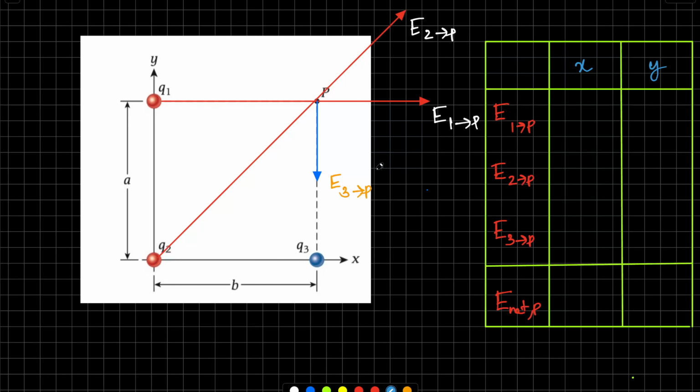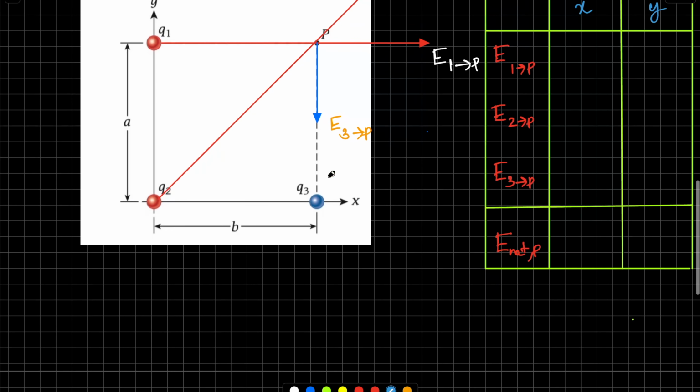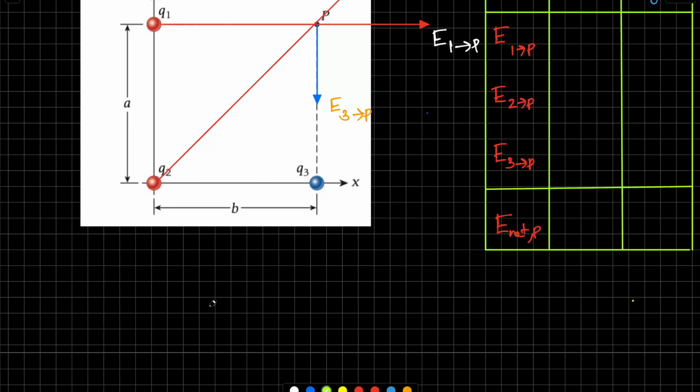So E1 at P. I'll draw this vector separately. E1 at P is pointing towards the right on the positive x-axis, right? This is E1 at P. Because this electric field vector is on the positive x-axis, it has no y component. So E1 at P is the same as the E1 at P x component. Because there is no y component, the whole vector is just the x component.